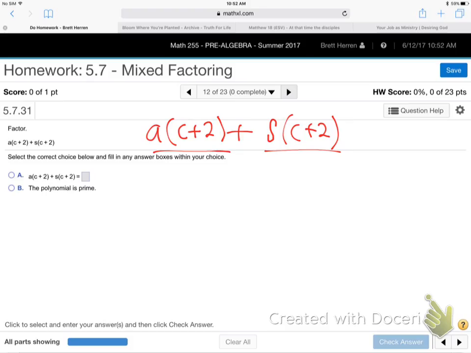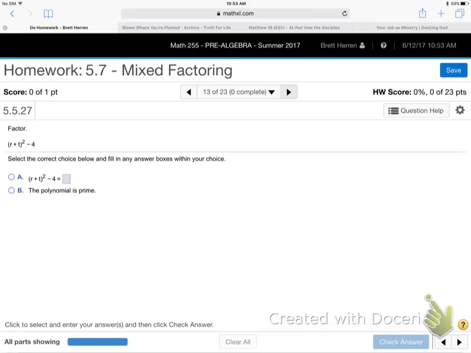All right. So we look at those two, and we say, okay, what do they both have in common? Yeah, parentheses C plus 2. Remove it. New set of parentheses. Just bring down A plus S. Done. Halfway through a grouping problem. So just seeing if you can pick it up. Okay, let's try that one.